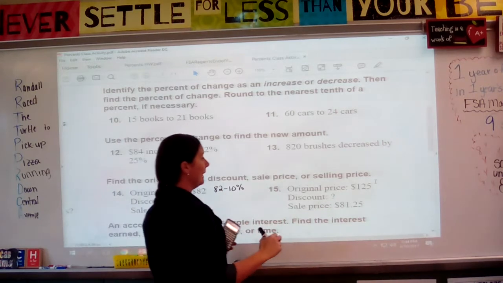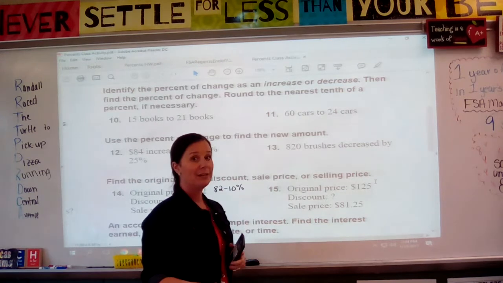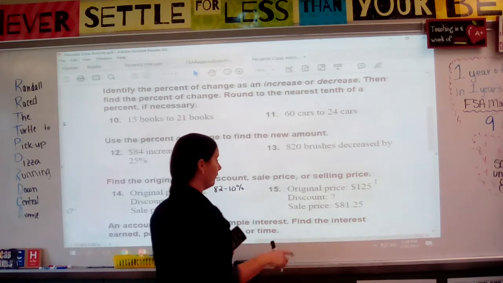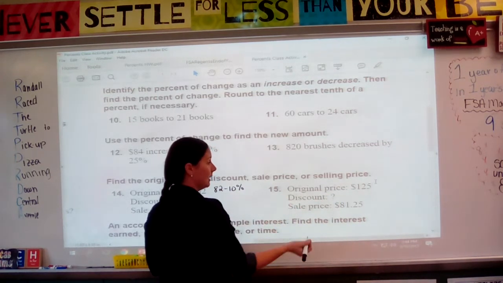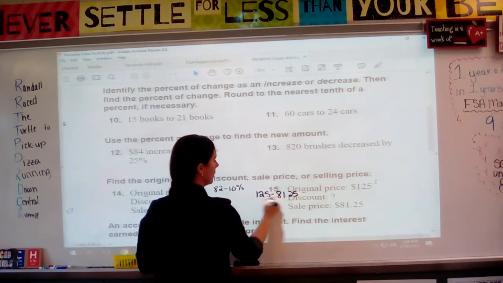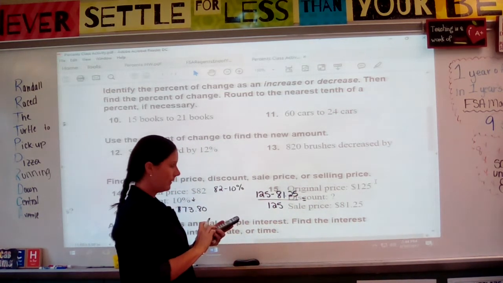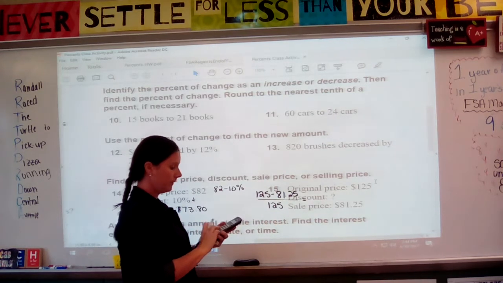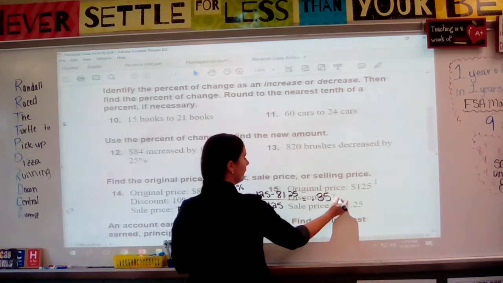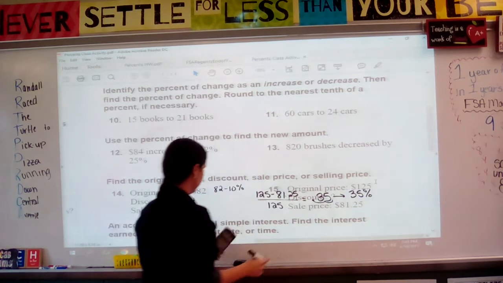Okay? Here we have an original price. We don't know the discount amount, and a sale price. So we are using the percent of change formula to figure out what percent we saved. So we're going to take the old and the new and subtract the two. Put it over the original. Now I have 125 minus 81.25 divided by 125. That's going to give me 0.35, which then converts to 35% as my answer.